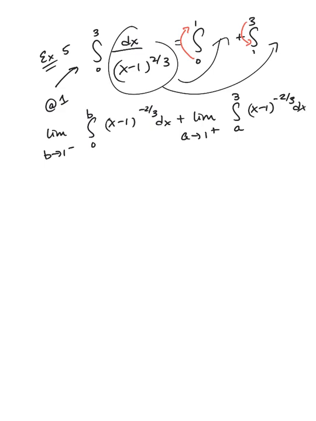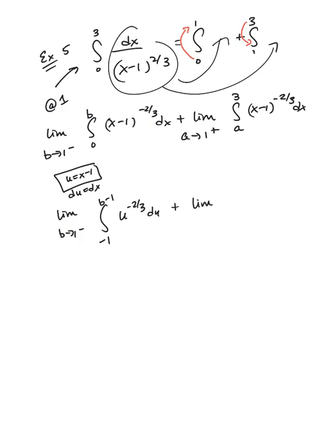Okay, so think about it. If you make u equal to x minus 1, du would equal dx. Now your bounds of integration are going to change accordingly, right? So you're going to have your limit as b approaches 1 from the left. That upper bound, b, is going to now be b minus 1. I'm substituting in b. So this is going to be b minus 1. My lower bound was 0. Well, 0 minus 1 is negative 1.